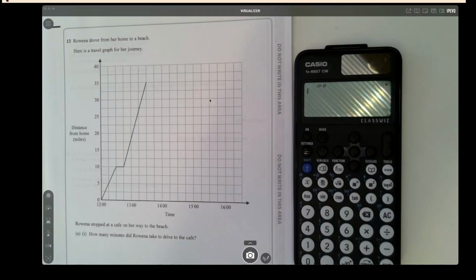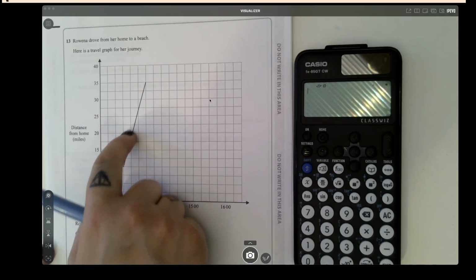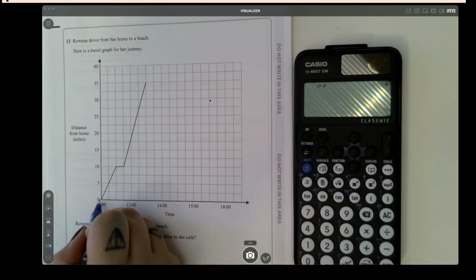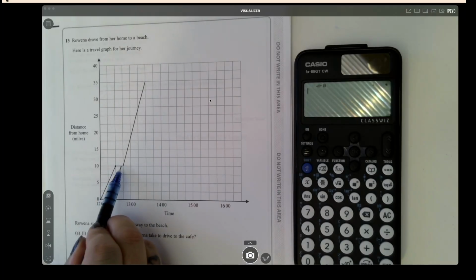Question 13. Rowena drove from her home to a beach. Here is a travel graph for her journey. So this is the distance and this is the time, and we've got the journey plotted here. Rowena stopped at a cafe on the way to the beach. Part A, I. How many minutes did Rowena take to drive to the cafe? So from here to here is that journey to the cafe, because this is the part where they've stopped.